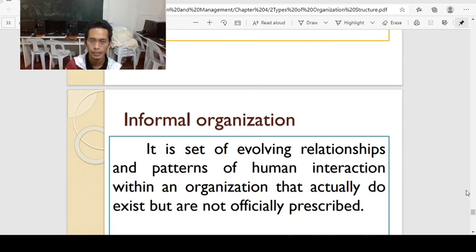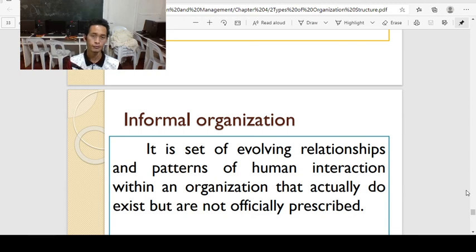Informal organization is a set of evolving relationships and patterns of human interaction within an organization that actually do exist but are not officially prescribed. So an informal organization actually exists but is not officially prescribed. So it is a set of evolving relationships and patterns of human interaction. An example of informal organization is a gang or group of friends. It actually exists, but it is not officially prescribed as an organization.